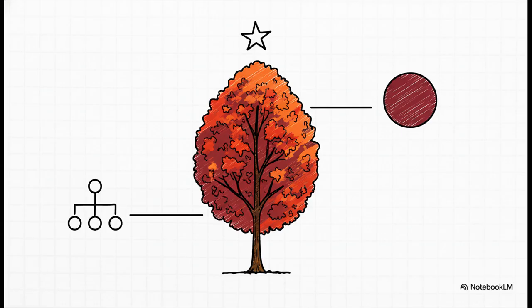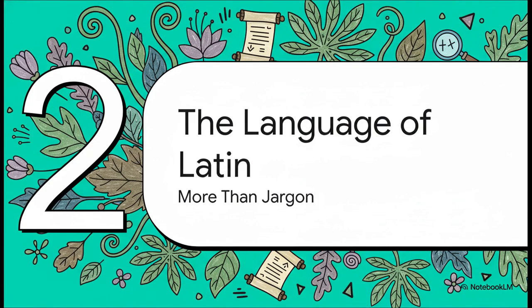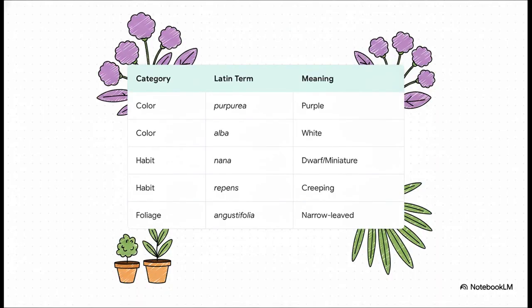See? Not so bad. Okay, I know what you're thinking, but what about all that Latin? It's really not just there to sound fancy or academic. The cool thing is that it's actually a descriptive cheat sheet, giving you awesome clues about the plant before you even see it fully grown. And this is where it gets really fun, because the Latin becomes a secret code. Check this out. If you see purpurea in the name, you know to expect something purple. If you see the word nana, well, that means you're getting a dwarf or miniature version of that plant. And angustifolia? That tells you it has narrow leaves. See? The name itself is painting a picture for you.